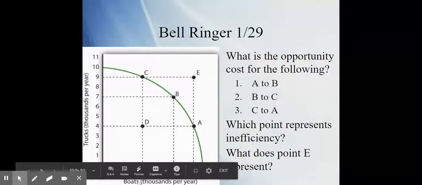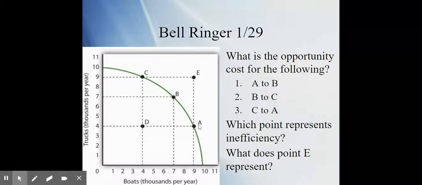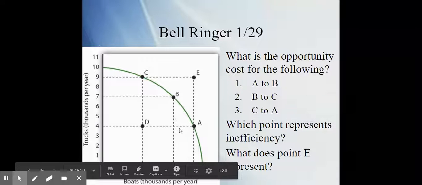If we have boats on our x-axis and trucks on our y-axis, then going from A to B, we're going to be losing 2,000 boats to go from 9 to 7 right here.